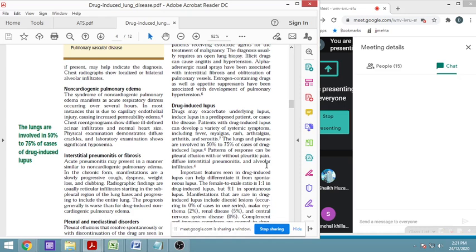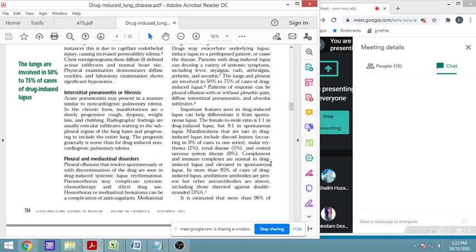Lung and pleura are involved in around 50 to 75% of the cases, and this causes pleural effusion with or without pleuritic pain, that is pain in the pleural area. Diffuse interstitial pneumonitis and alveolar infiltrate are there. So these are various signs and symptoms they are causing.